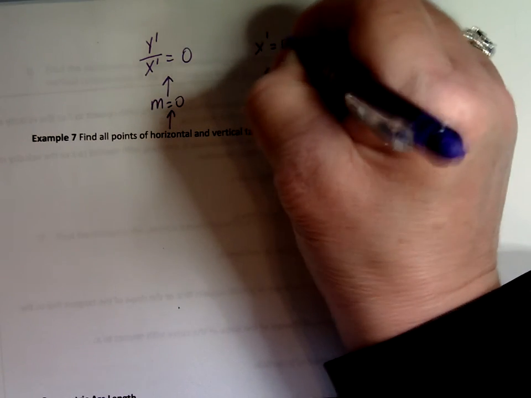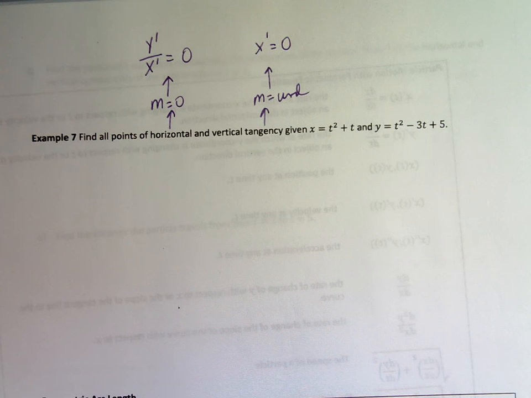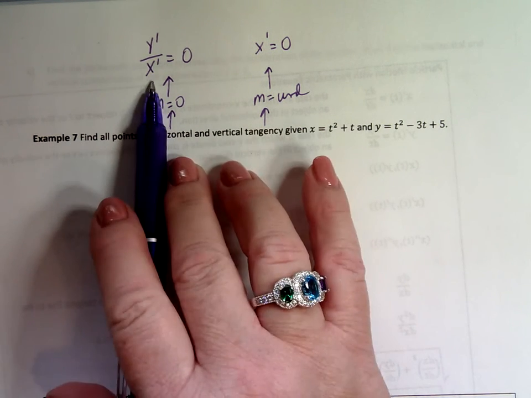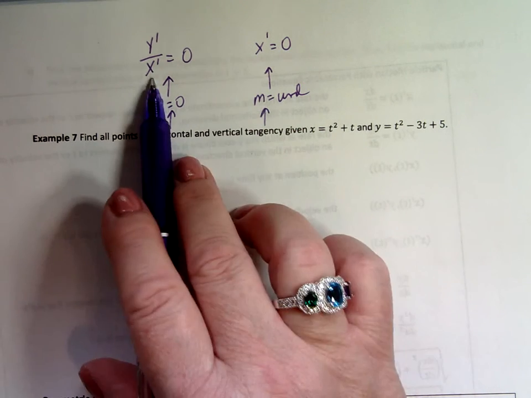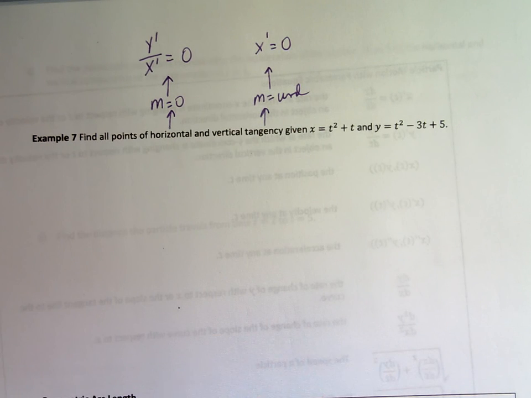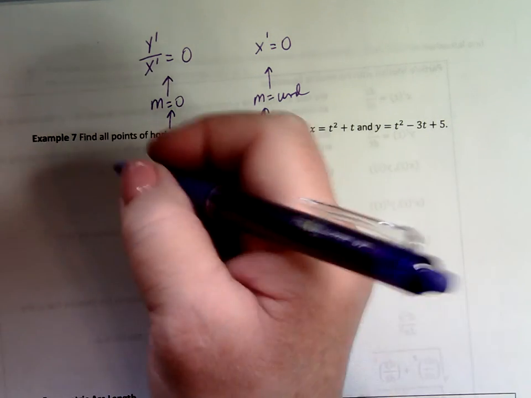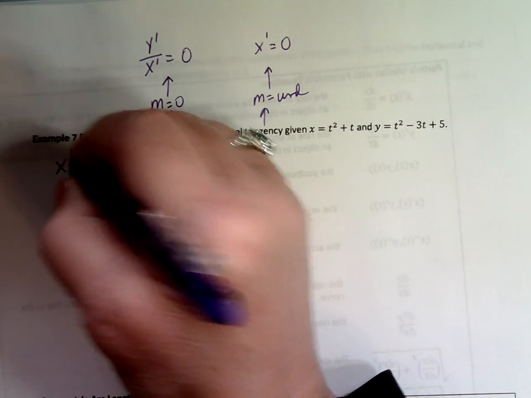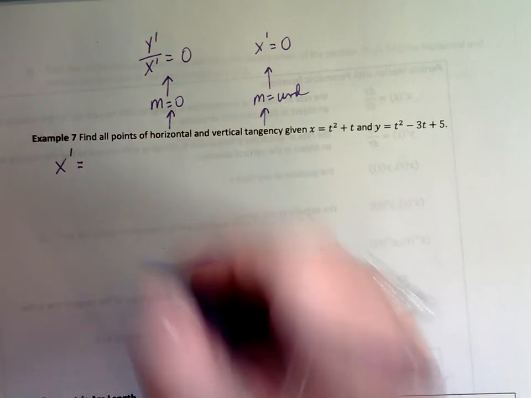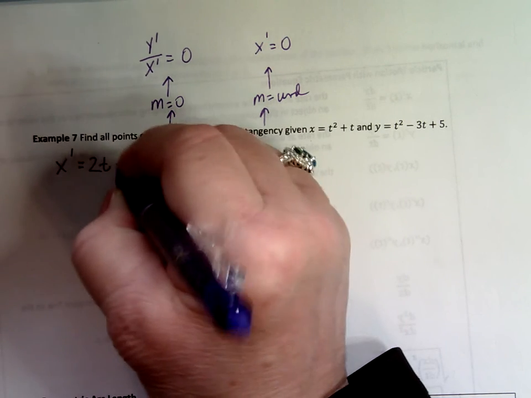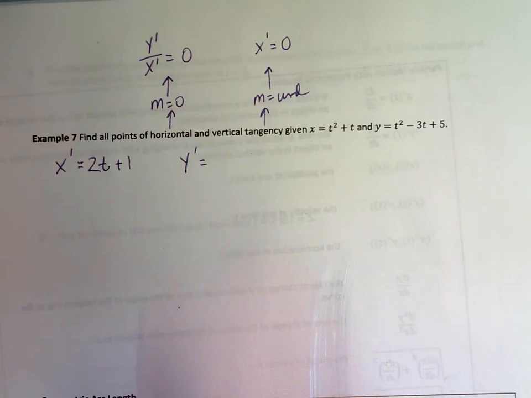These are two totally separate problems. First, when the derivative equals 0, that's going to tell you horizontal. When x prime, the denominator, equals 0, that's going to give you your verticals. So let's figure out what they are. I need to know what x prime is, and I need to know what y prime is, and then I can put all these pieces together. X prime is going to be 2t plus 1.